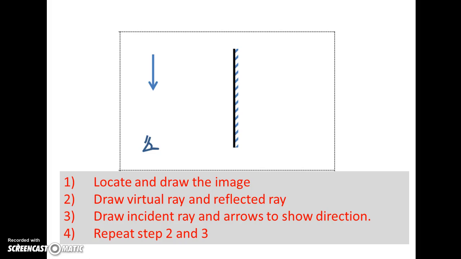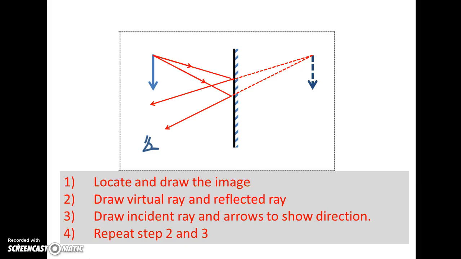The next one looks like this, with inverted object. And of course the image is also inverted. First, you draw the virtual rays and reflected rays. And then the incident rays with arrows. You may draw another set from the tip of the object in this way.